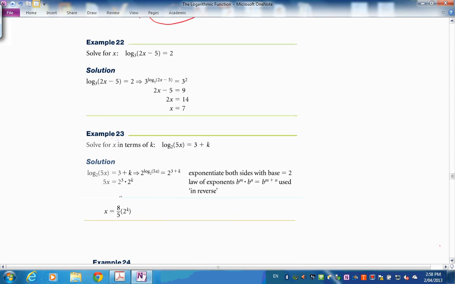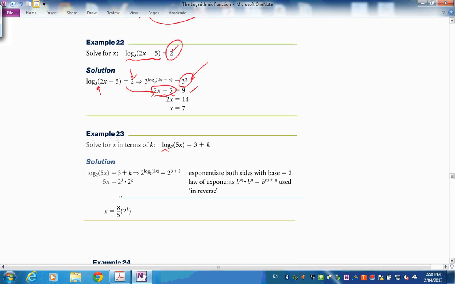Let's come down and look at some examples. Log to the base 3 of 2x take 5 is 2. What does that mean? The log is 2. It means that is the power of 3. So to get 2x take 5, you raise 3 to the 2 and get 9. We can come straight to this step here, realising that you're trying to work with this number, and its log to the base 3 is 2. So that means you go straight to 3 to the 2.